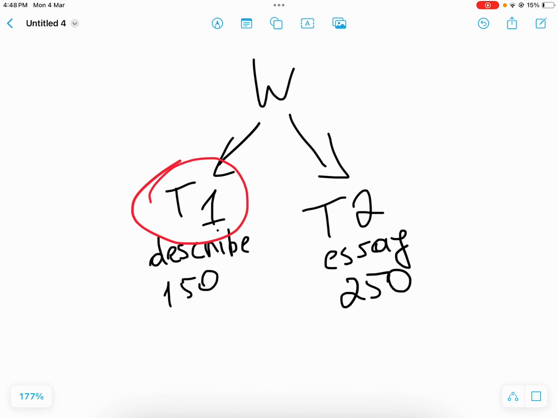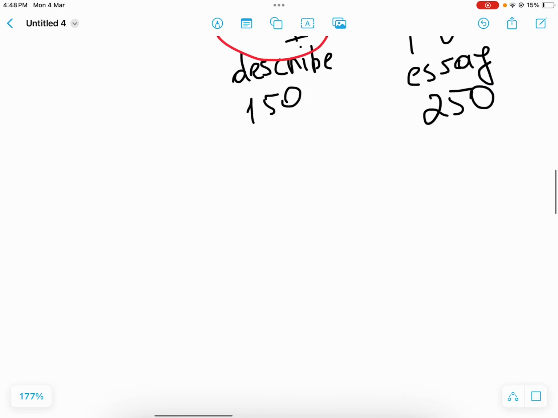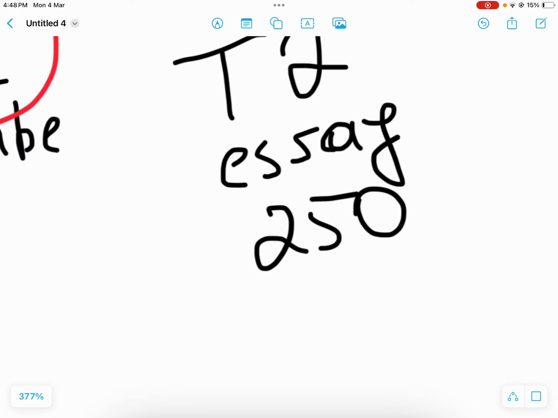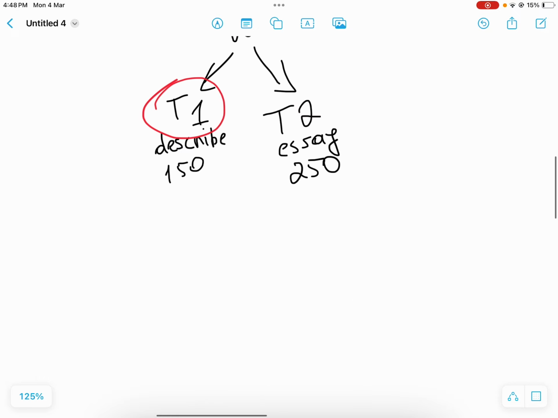Before we get to the business, I'd like you to know that the writing part consists of two tasks, task 1 and task 2. In task 1 you have to describe the graph, this kind of graph, with 150 words. In task 2 you will have some question and you have to write an answer as an essay to that question with 250 words. Now today let's get into task 1, description.